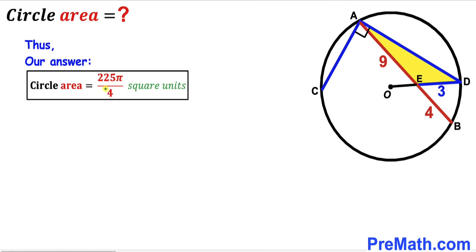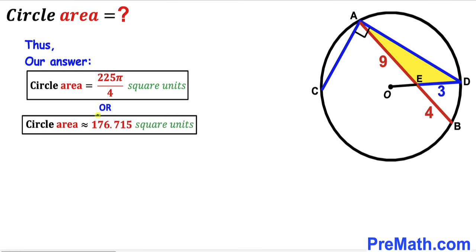So thus, after all the calculations and manipulations, the area of this circle turns out to be 225 times pi divided by 4 square units. And that's going to be approximately equal to 176.715 square units as well. And that's our final answer.